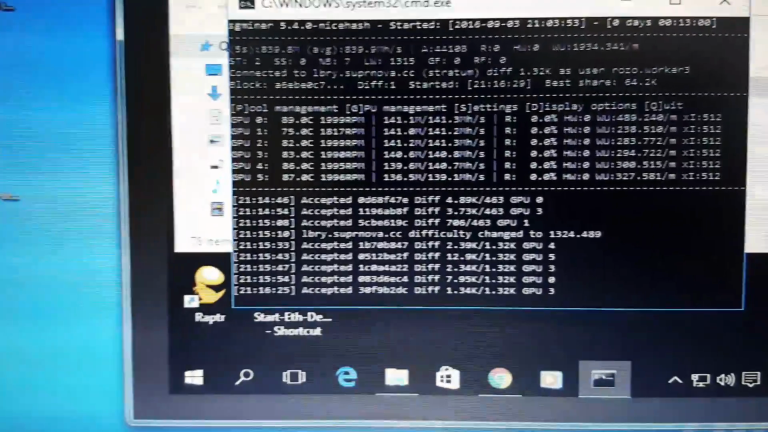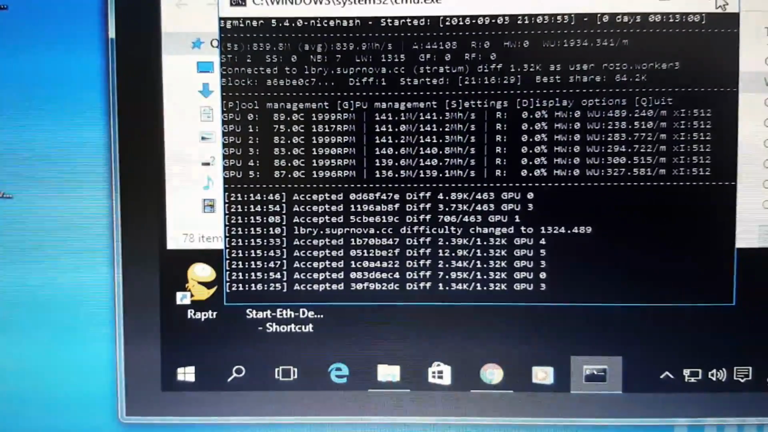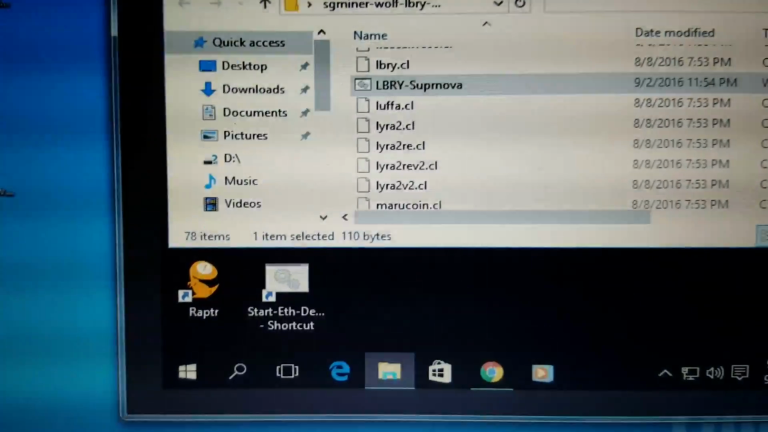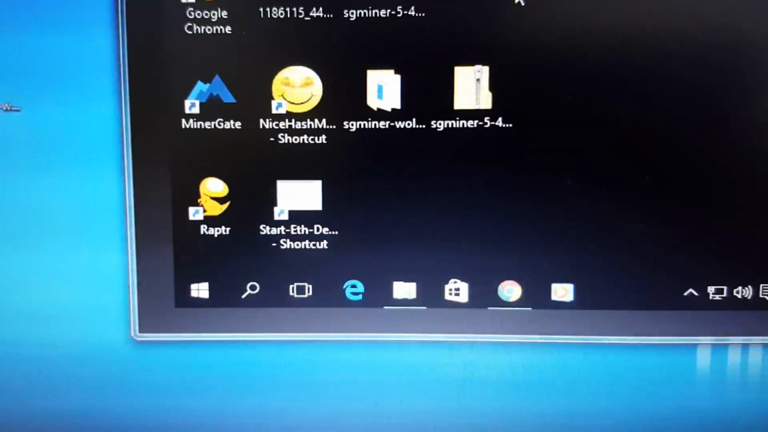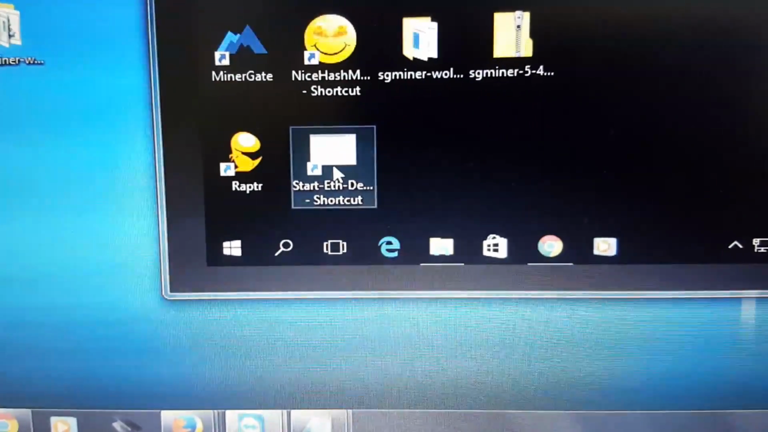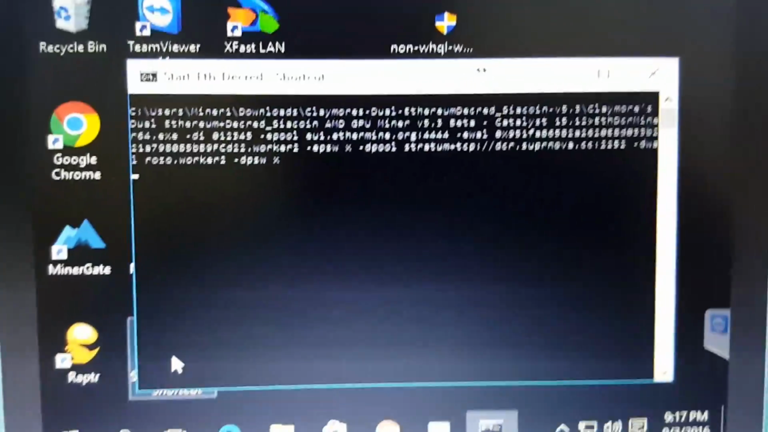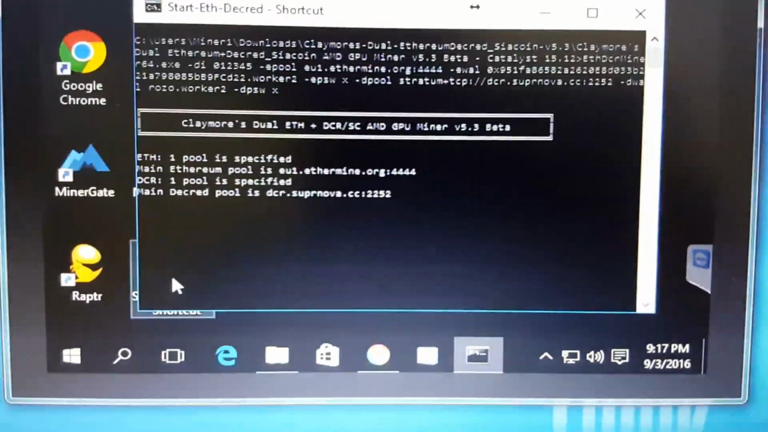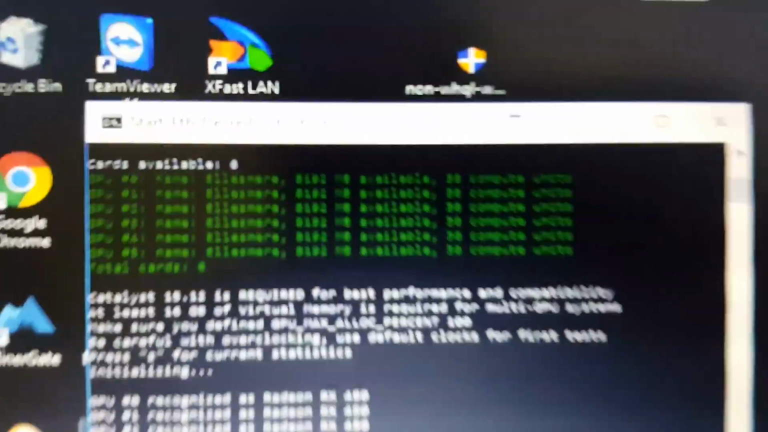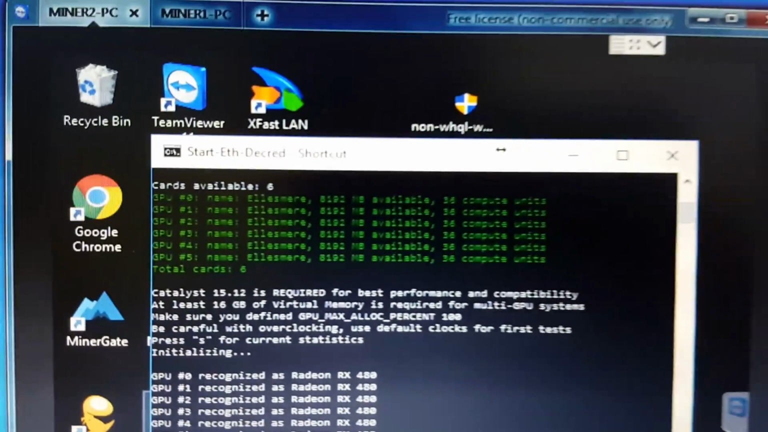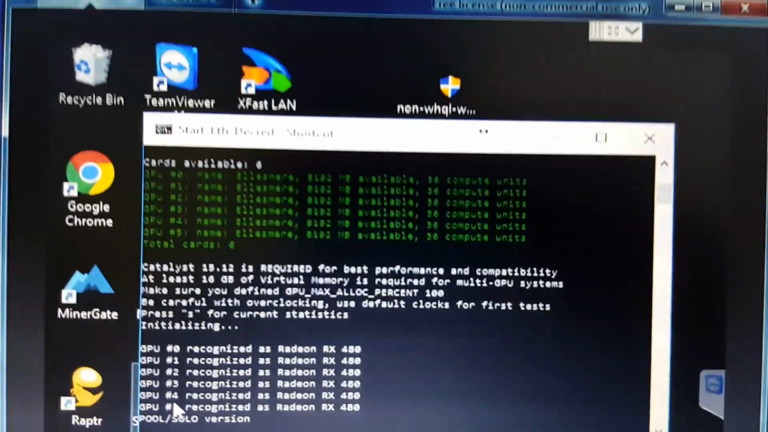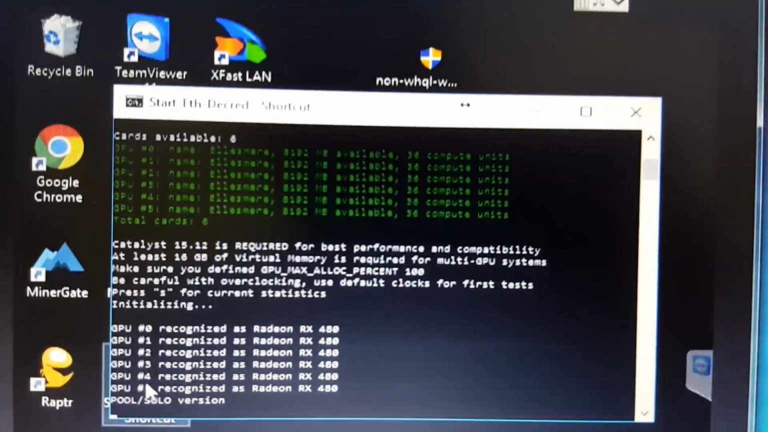with the new drivers. I want to close this. Oops. Shrink that. Let's start this up. This bad boy is producing some heat. Okay, so yeah, you can see, sorry, it's not focused, there it is. You can see all 6 graphics cards are recognized.